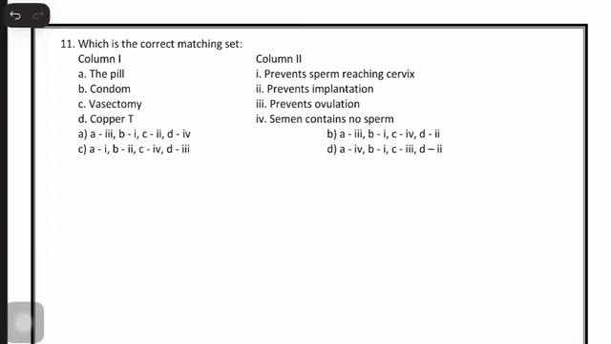Going to the 11th question, which is the correct matching set. Coming to the pill. The pill prevents ovulation. So A goes with 3. Condom prevents sperm from reaching the cervix. So it goes with 1. Vasectomy. Semen contains no sperm because it blocks the transport of sperm. Copper T is an IUD, so it prevents implantation. Goes with 2. So we'll go with an option which says A3, B1, C4, D2. So answer is option B.